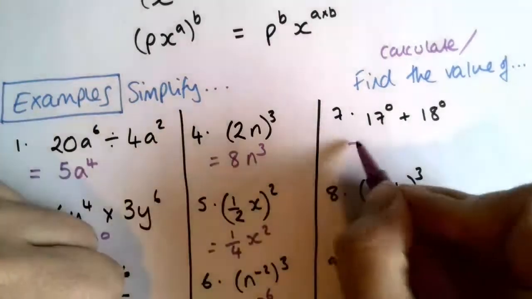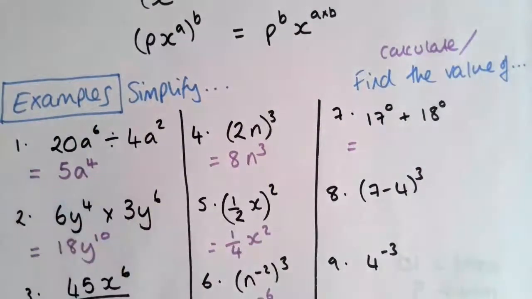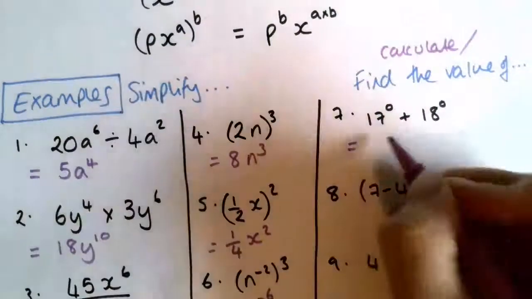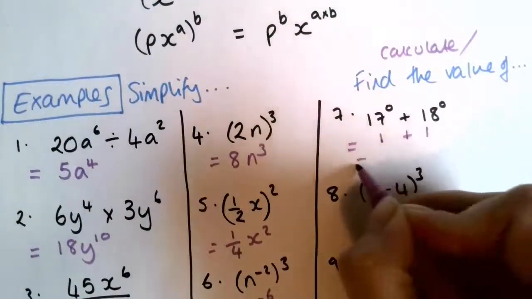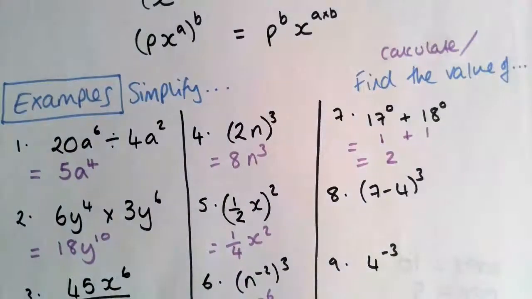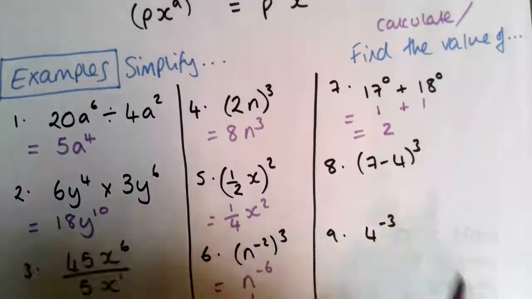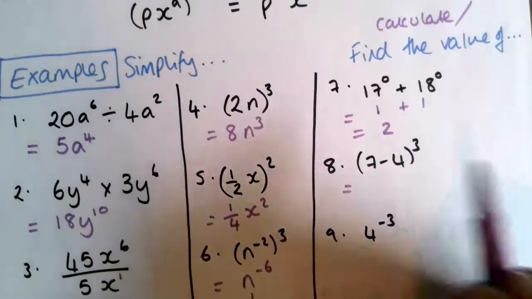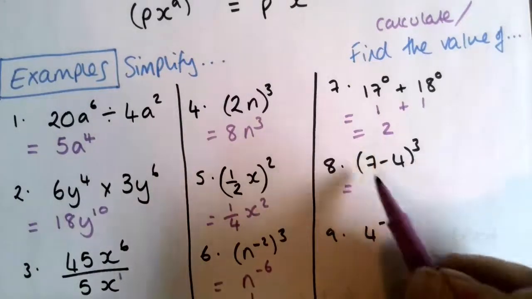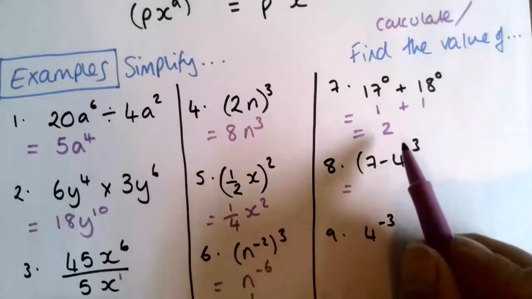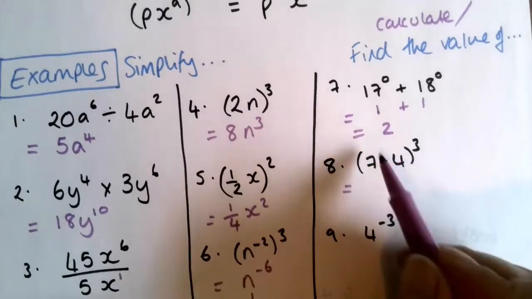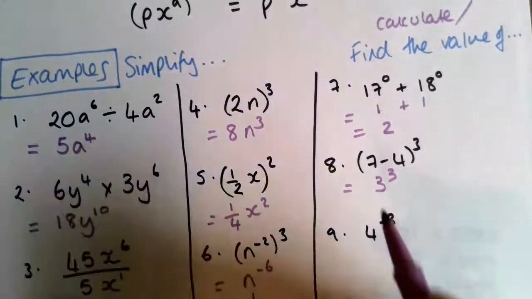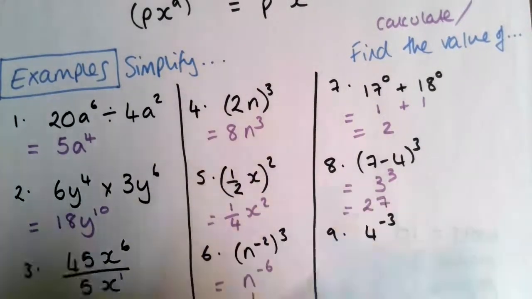So 17 to the power 0 plus 18 to the power 0. Well, remember, anything to the power 0 is 1, so that is really 1 plus 1 gives us 2. Number 8, 7 take away 4, all to the power of 3. Because this can be simplified, if you think back to BIDMAS, do things in the brackets first. So 7 take away 4 is 3. So that really just means 3 cubed, which is 27.